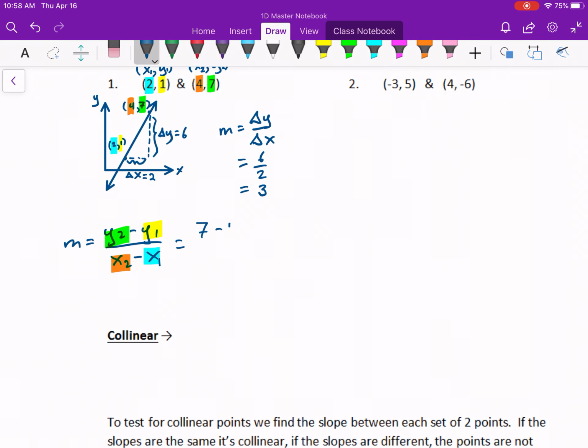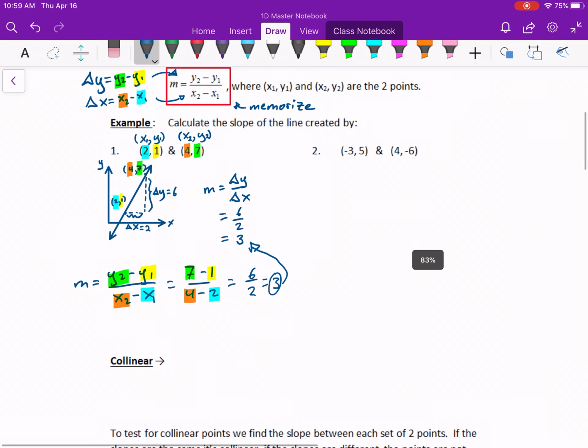We got 7 minus 1 over 4 minus 2. And again, I'll just go back and fill in the colors to try and make it easier to see where these come from. And then we just simplify this. 7 minus 1 is 6, 4 minus 2 is 2, and so the whole thing equals 3, which is what I already got up here.